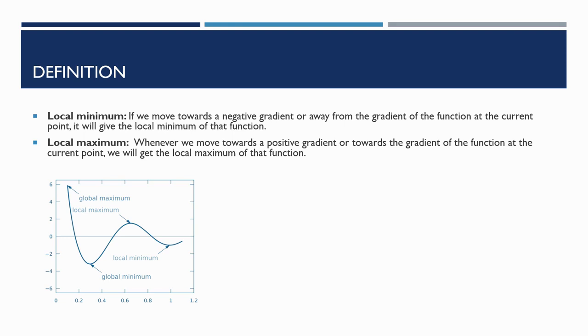It is important to note that local minima and local maxima are different from global minima and global maxima. A global minimum or maximum is the absolute minimum or maximum value of the function over its entire domain. A local minimum or maximum is only the minimum or maximum value in a small neighborhood of the point.